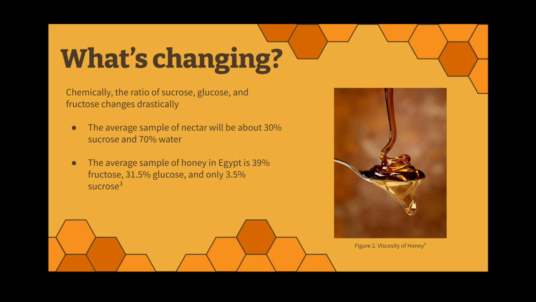What exactly is changing within the nectar solution? Chemically, the ratio of sucrose, glucose, and fructose changes drastically. The average sample of nectar will be about 30% sucrose and 70% water with a very small amount of fructose, glucose, and other nutrients mixed in. In a study done on honey from Egypt, it was found that on average 39% of the honey was fructose, 31.5% of the honey was glucose, and only 3.5% of it is sucrose in the end. The rest of the honey is comprised of water and other nutrients.